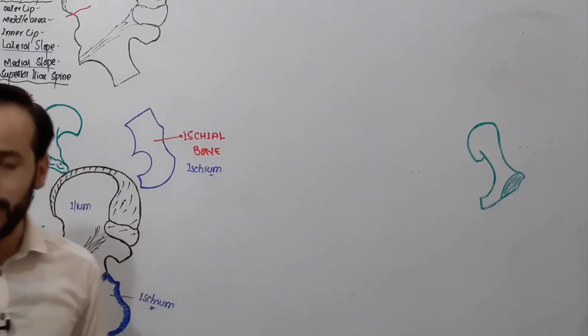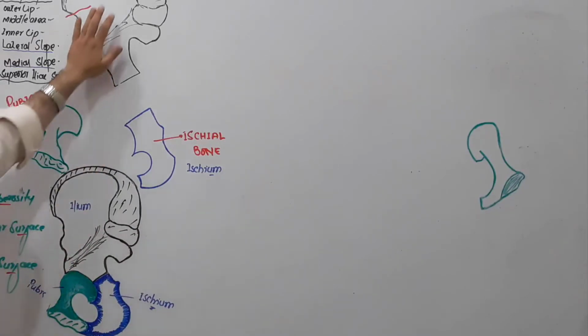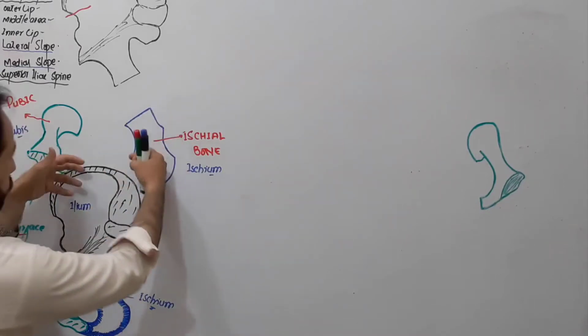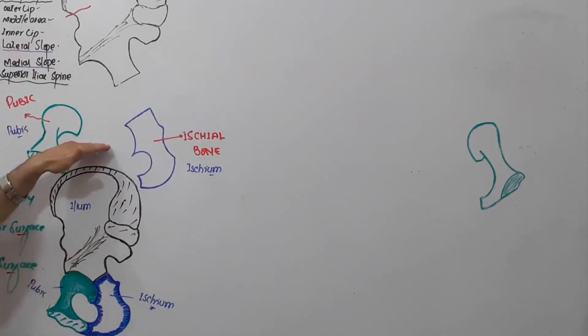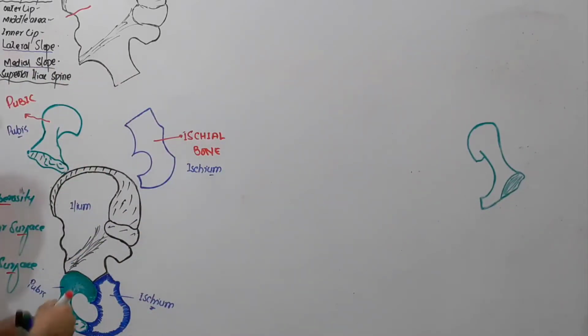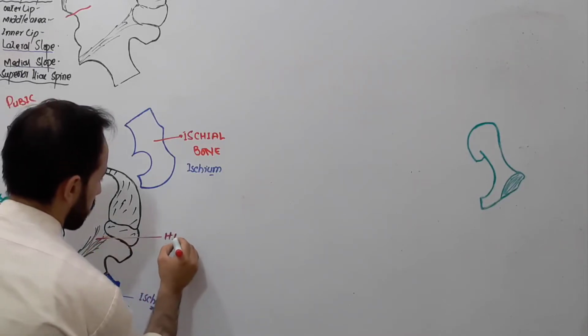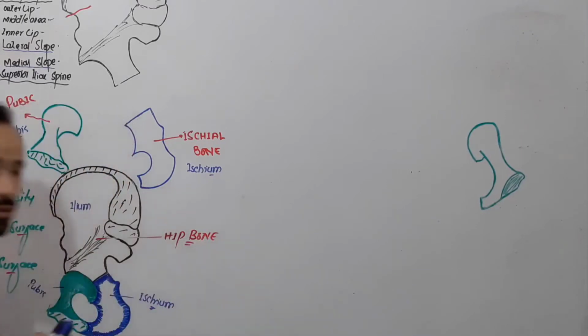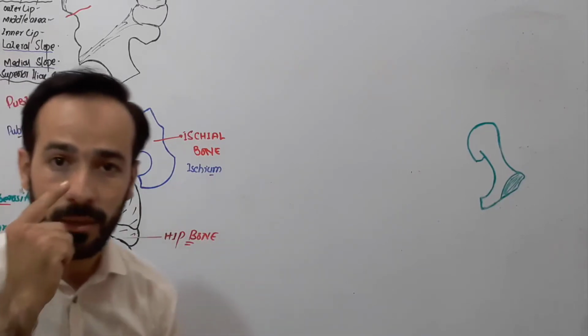Now let me first introduce a little bit here. This is the iliac bone, this is the ischial bone, this is the pubic bone. All of them combine and make one bone. This is called the hip bone, as was mentioned in the previous lecture. Now the hip bone is composed of how many bones? It is composed of 3 bones, right?